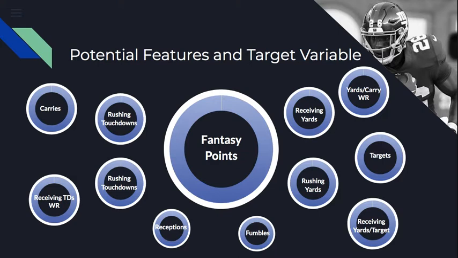Just focusing on this, obviously there's a lot going on here. These are potential features, and as you can see, the target variable in the middle is my fantasy points. That's what we're trying to predict. However, you could look at carries, rushing touchdowns, receiving yards, yards per carry, targets, etc. With the modeling and the help of lasso and ridge regression, we're going to narrow that down and hopefully get a more precise model.